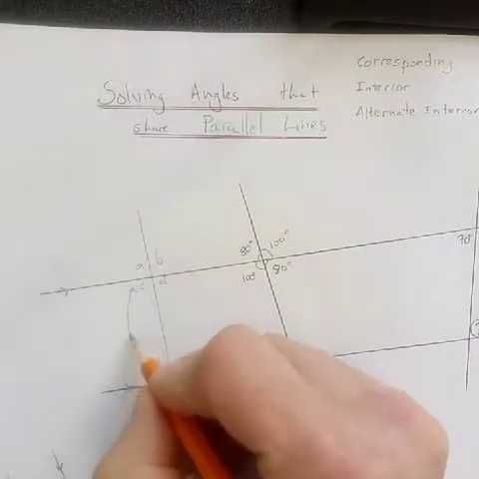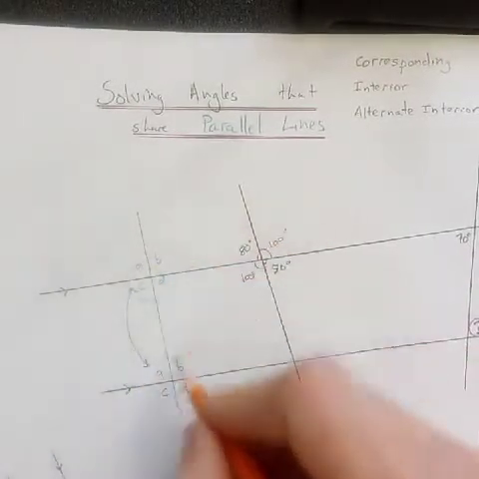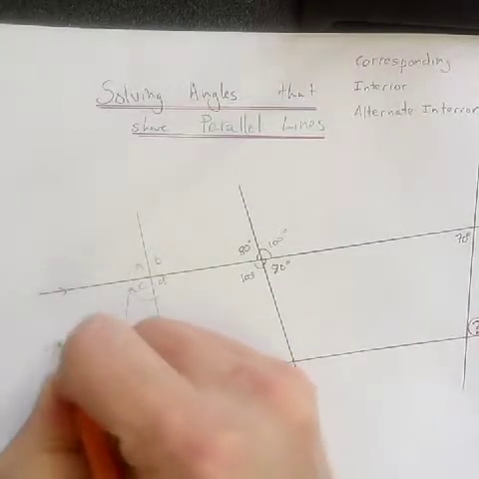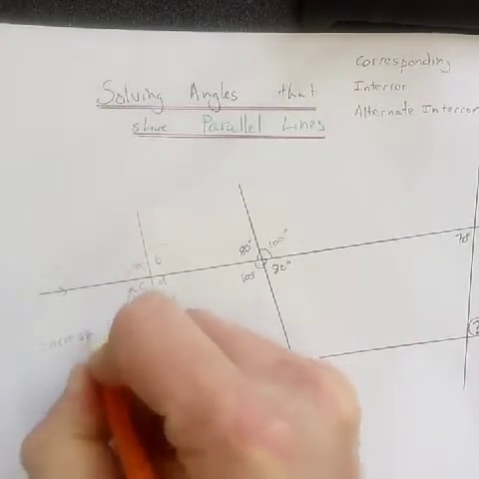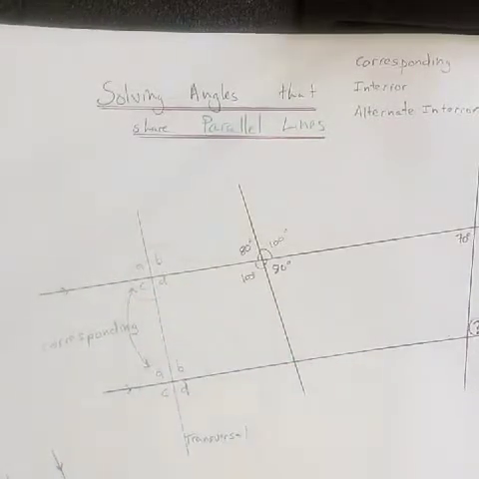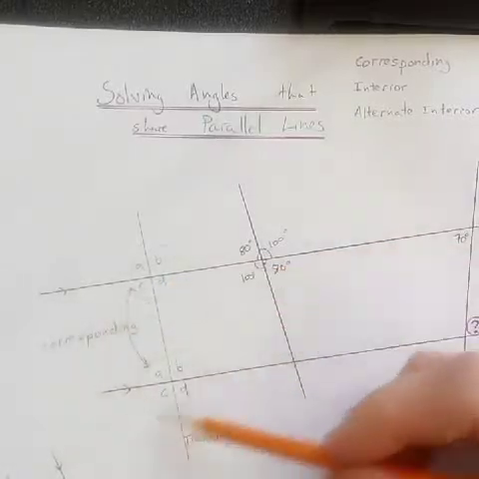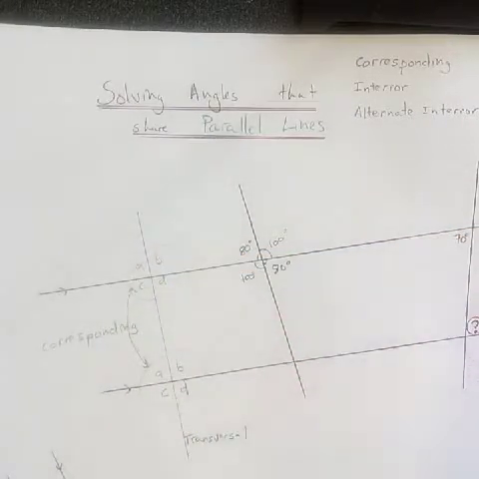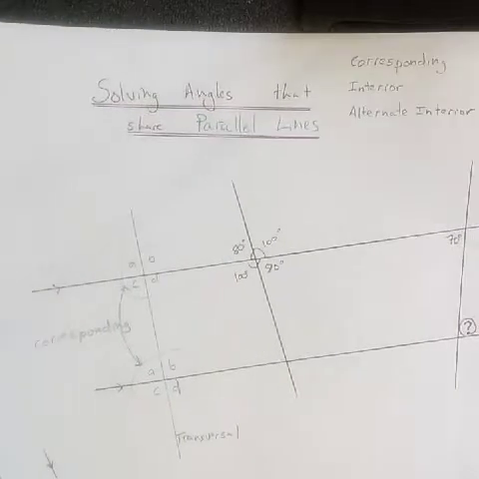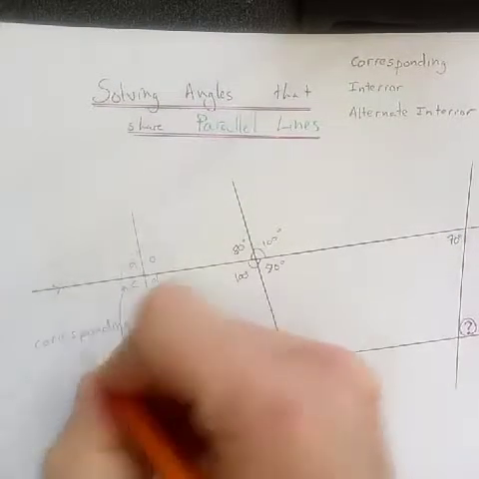These two sets of angles are called corresponding angles. And again, formed by crossing two parallel lines with a third line called a transversal. Corresponding angles are congruent.